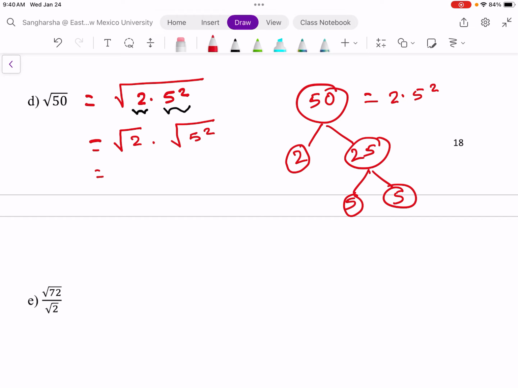Now for the first radical expression, the index is 2 and the exponent of 2 is 1. For the second, the index is 2 and the exponent is 2. If we have the same index and the same exponent, we can cancel. So we can cancel this square root and this exponent. But for the first radical expression, the index and exponent are not the same, so it remains as it is. So we have the square root of 2 times 5, and you can write 5 in the front. So 5 square root of 2 is our final answer.